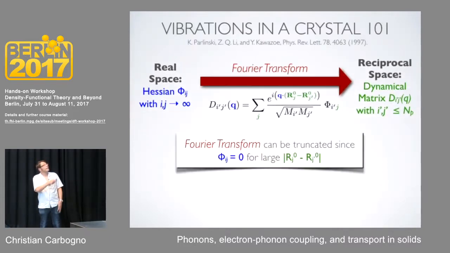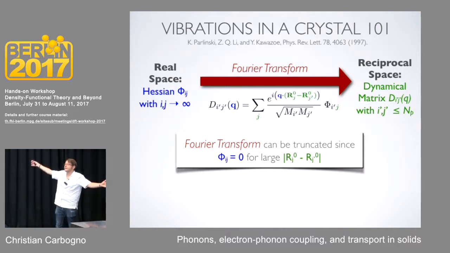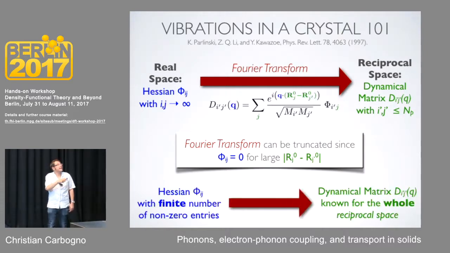Good. Once you have this dynamical matrix, this converges quite nicely typically, because the interactions obviously fall to zero if you have atoms that are very far away from each other. So at some point this Hessian has to become zero, because if you move one atom here and the other 2 meters away, there is no more interaction. So you can really get an accurate representation, and then you get this whole dynamical matrix in reciprocal space.